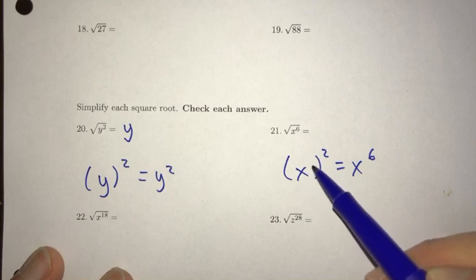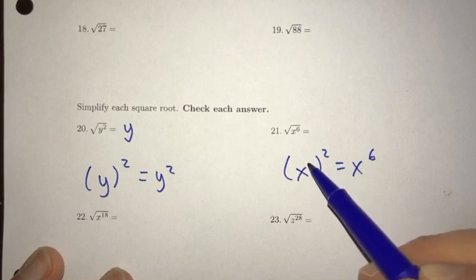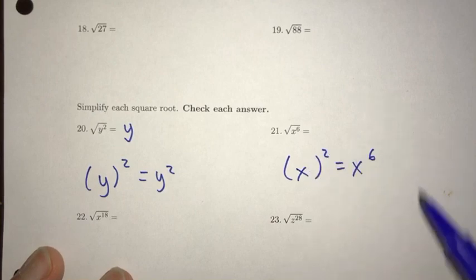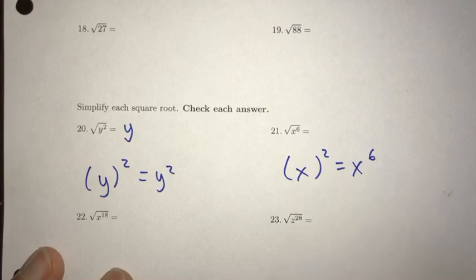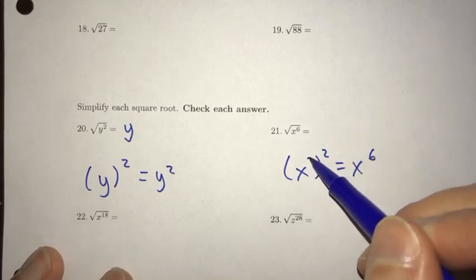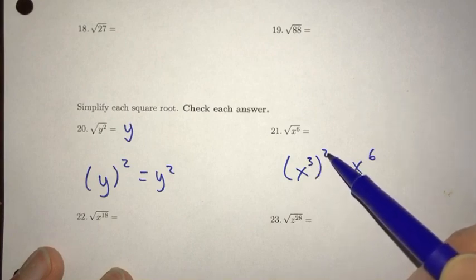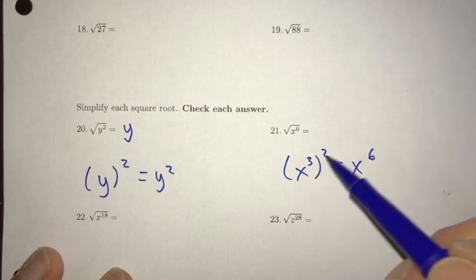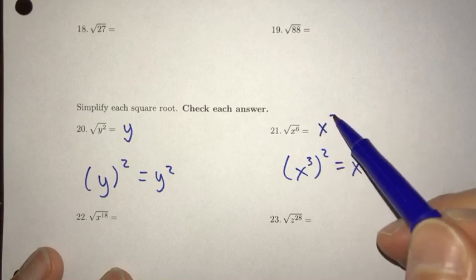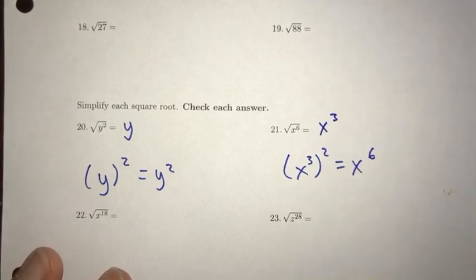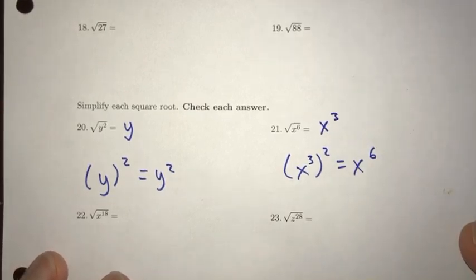What would this have to be? This would actually have to have an exponent itself, so that when we square it, we get x to the 6th. Do you know what that would be? It would be 3. Remember, our rule is x to the 3rd squared. We multiply those. So I'm going to say that the square root of x to the 6th is actually x to the 3rd.